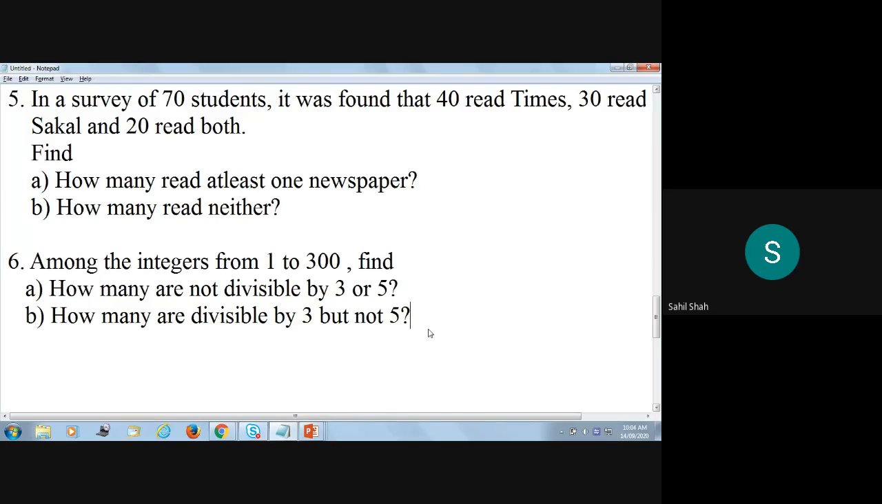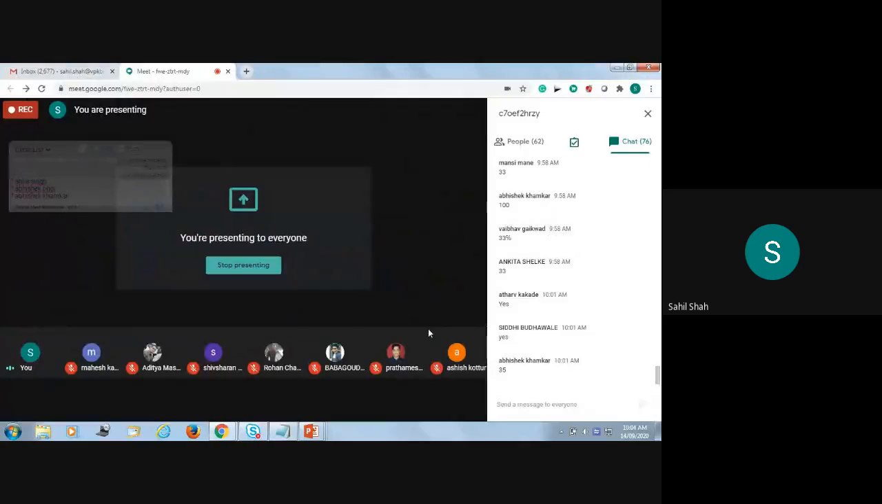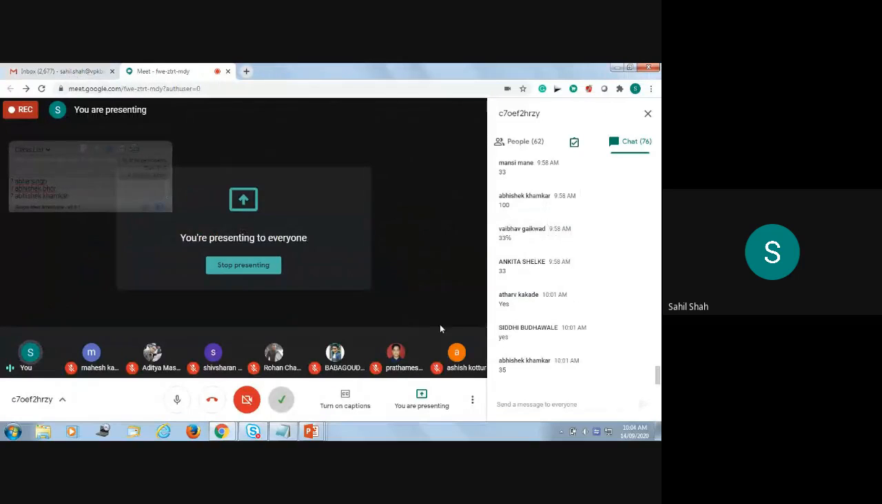Unless and until we are clear with these basics, it will be harder to solve that cricket and tennis example. That is the reason why I have taken these first, nothing else. So if your answers are ready, you can go with the answers.